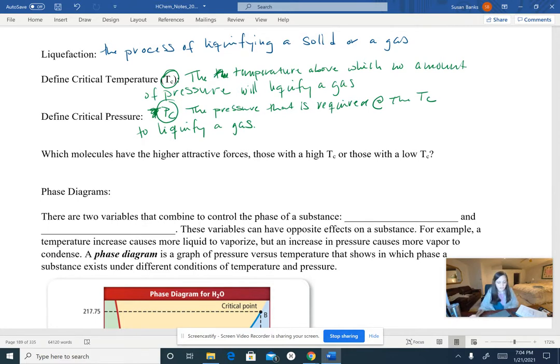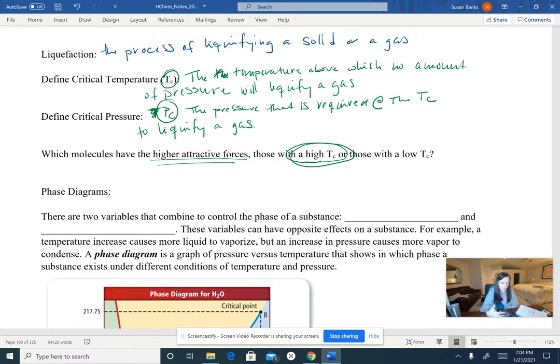If I have attractive forces that are really high, I'm going to have a very high critical temperature in order to break those apart and make them a gas. So I am going to have high critical temperatures with high attractive forces. If I have low attractive forces, it's not going to take me a lot of energy, therefore kinetic energy, to get to a critical temperature. Okay, so here we go.